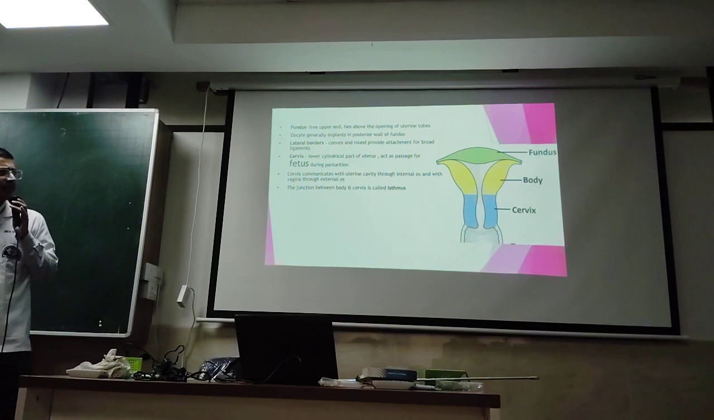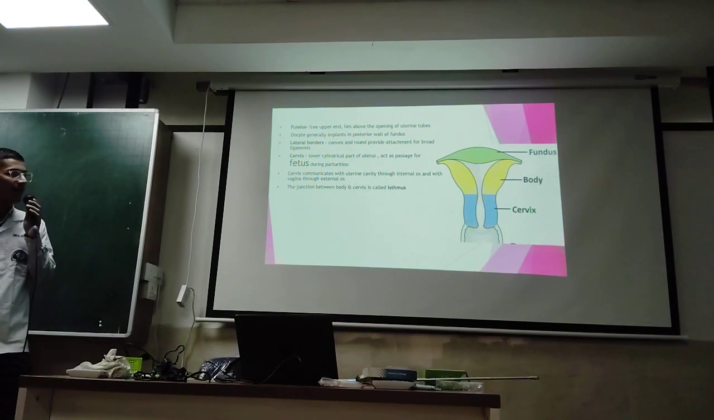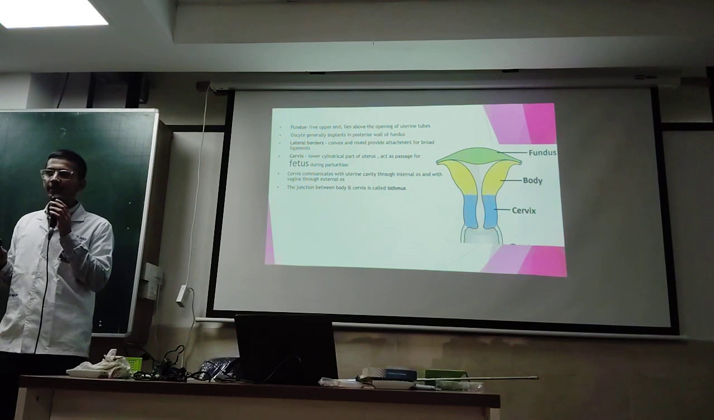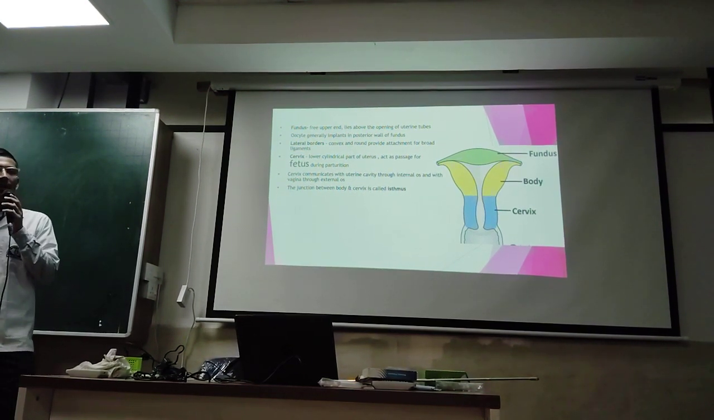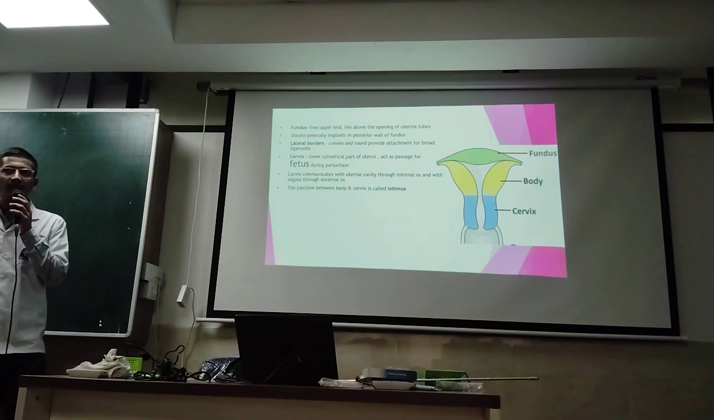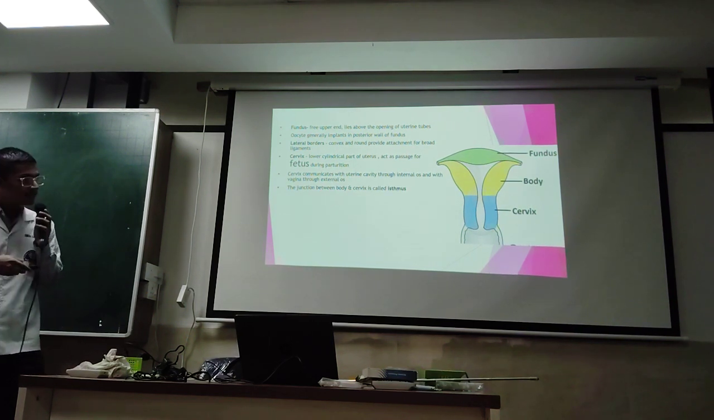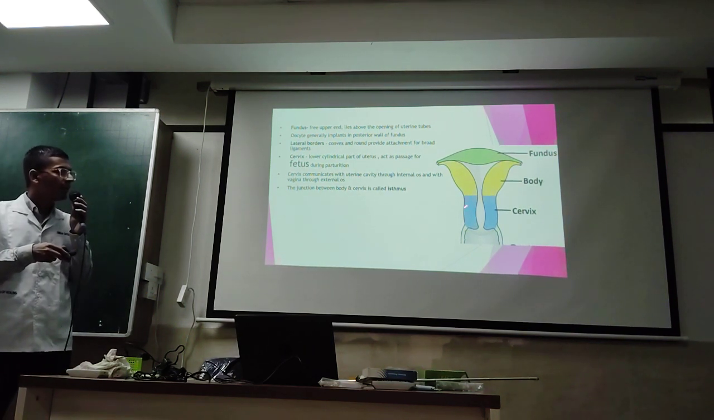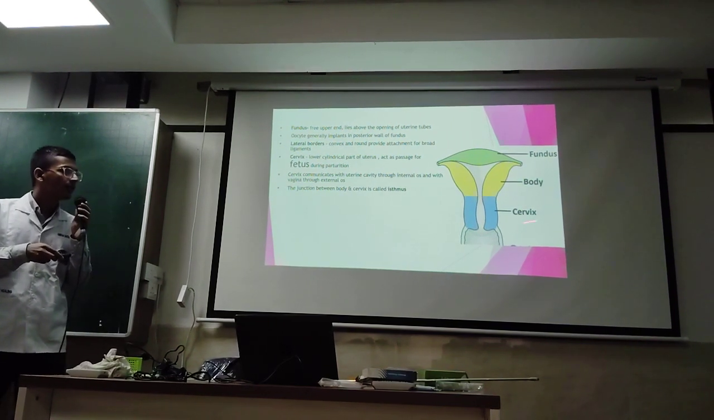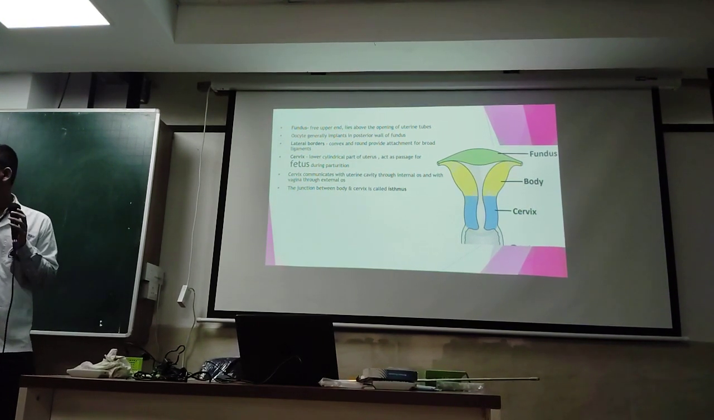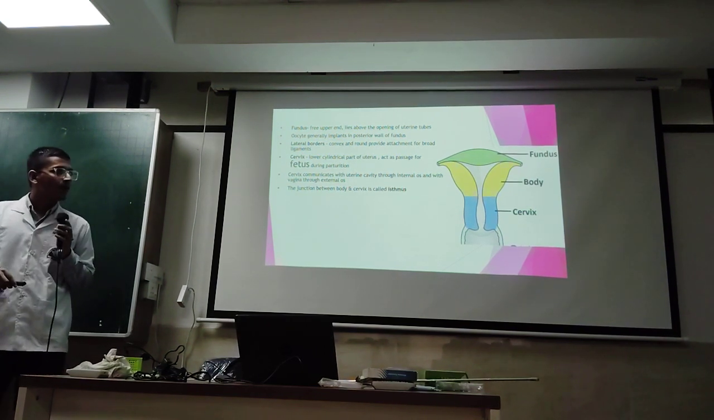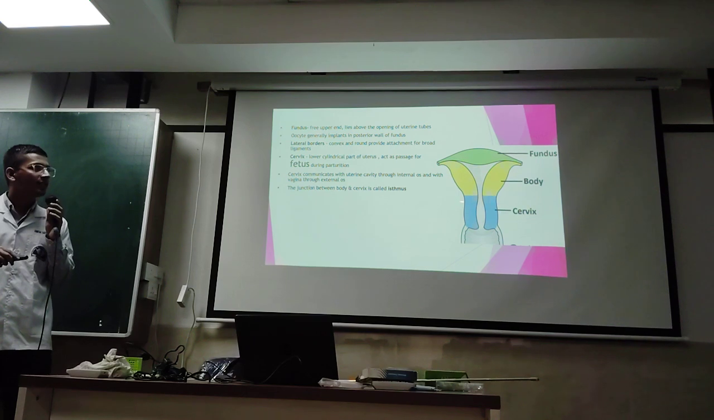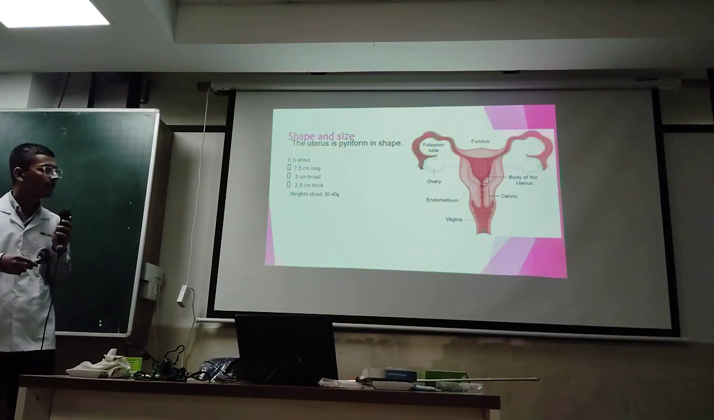While considering the cervix, it is a lower cylindrical part which acts as a passage for the fetus during parturition. The cervix communicates with the uterine cavity by the internal os and with the vaginal cavity by the external os. As we can see in the diagram, here it communicates with the internal os and here it communicates with the vagina by the external os. Also, the junction between the body and the cervix is called the isthmus.